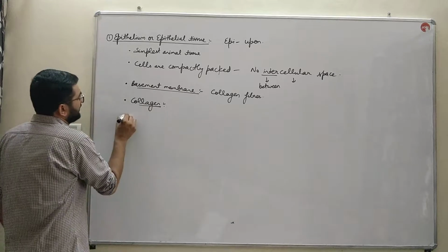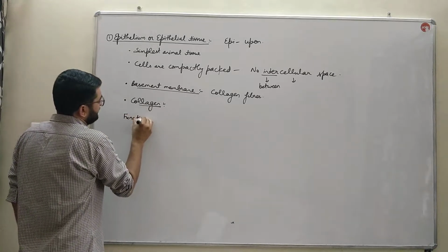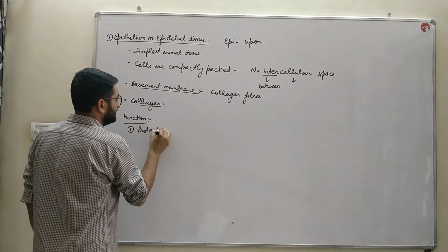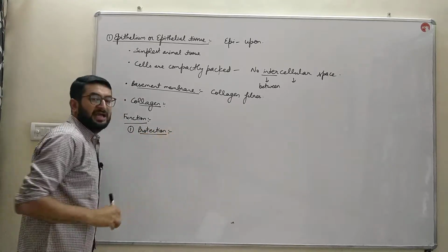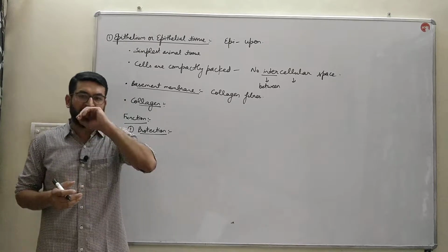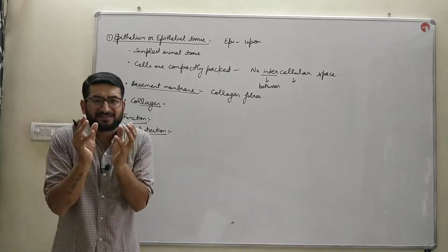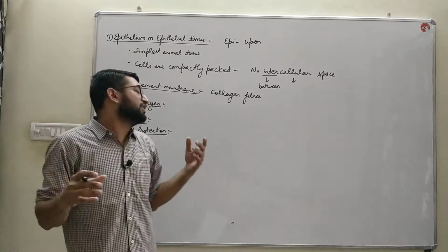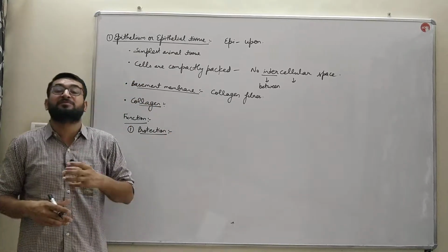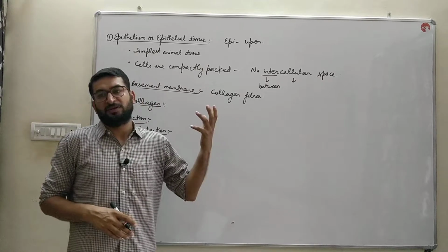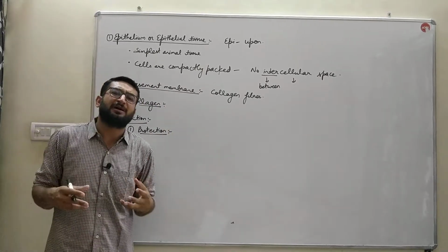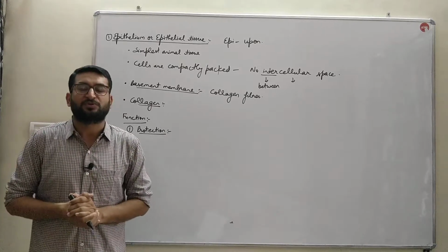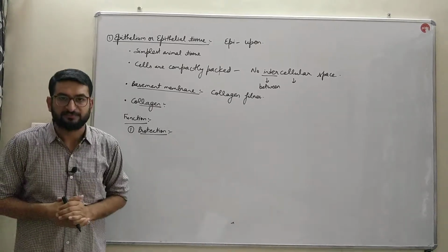Next, the functions of epithelial tissue are: first one is protection. As this tissue makes the outermost layer, that is the skin of our body, it provides protection to our body from the entry of pathogens. This tissue helps our body from getting attacked by microbes. So the first function is protection.